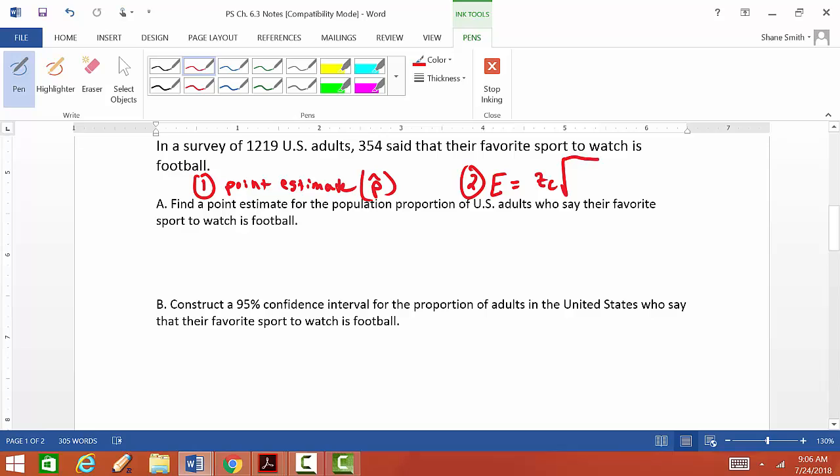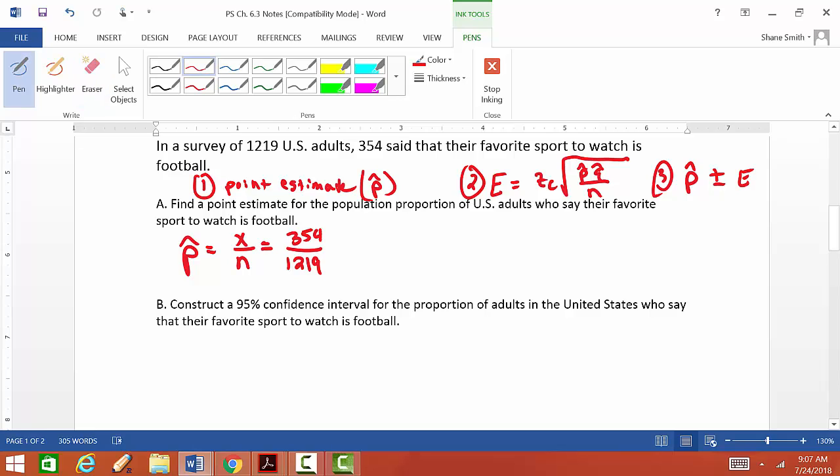The second step is margin of error, which now is that formula. And the third step is taking the point estimate, adding and subtracting the margin of error. So the steps are all the same, it's just I'm using different notation and different formulas. But the basic framework is still the same to create confidence intervals. So we want to find a point estimate for the population proportion of U.S. adults who say their favorite sport to watch is football. So p hat is x over n, which is 354 over 1,219.